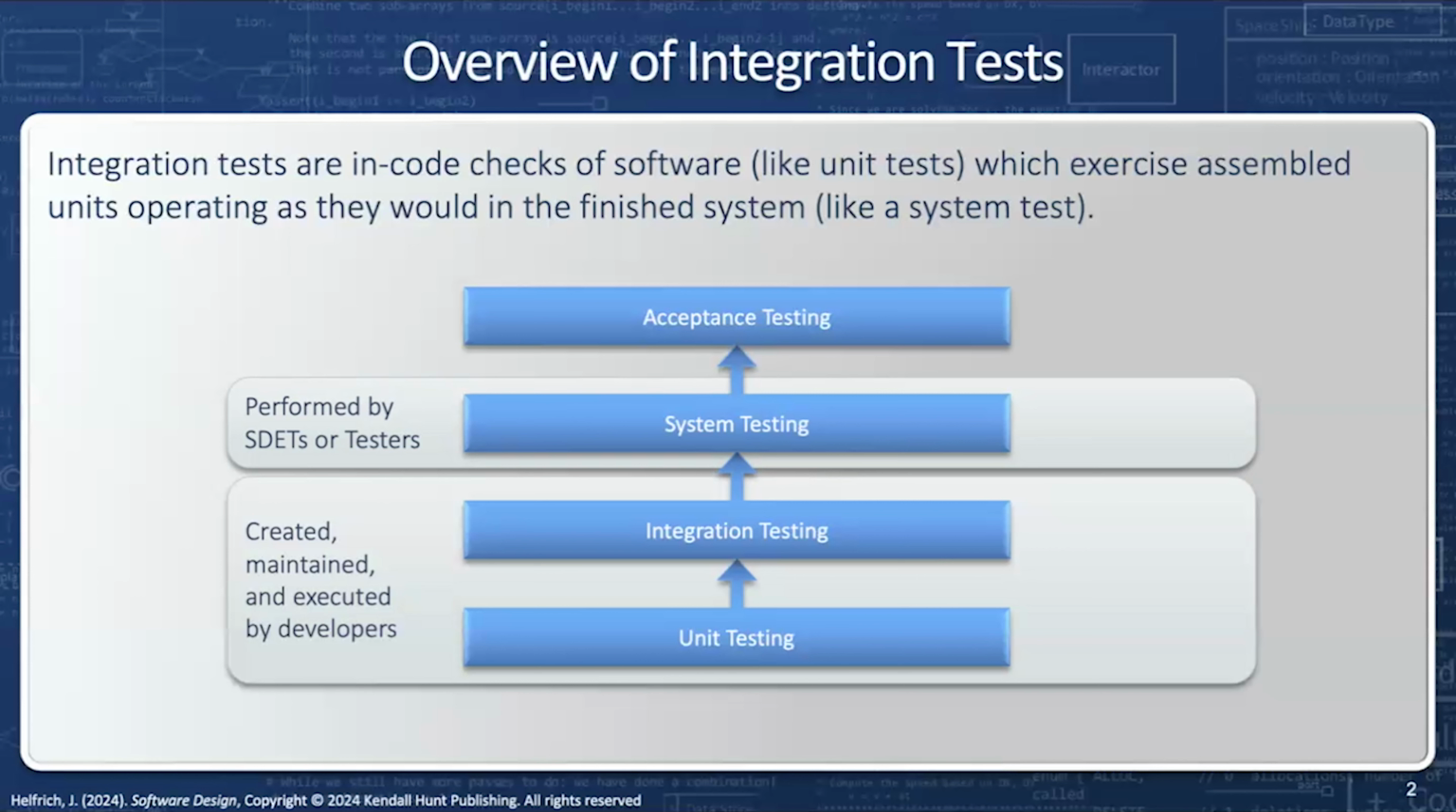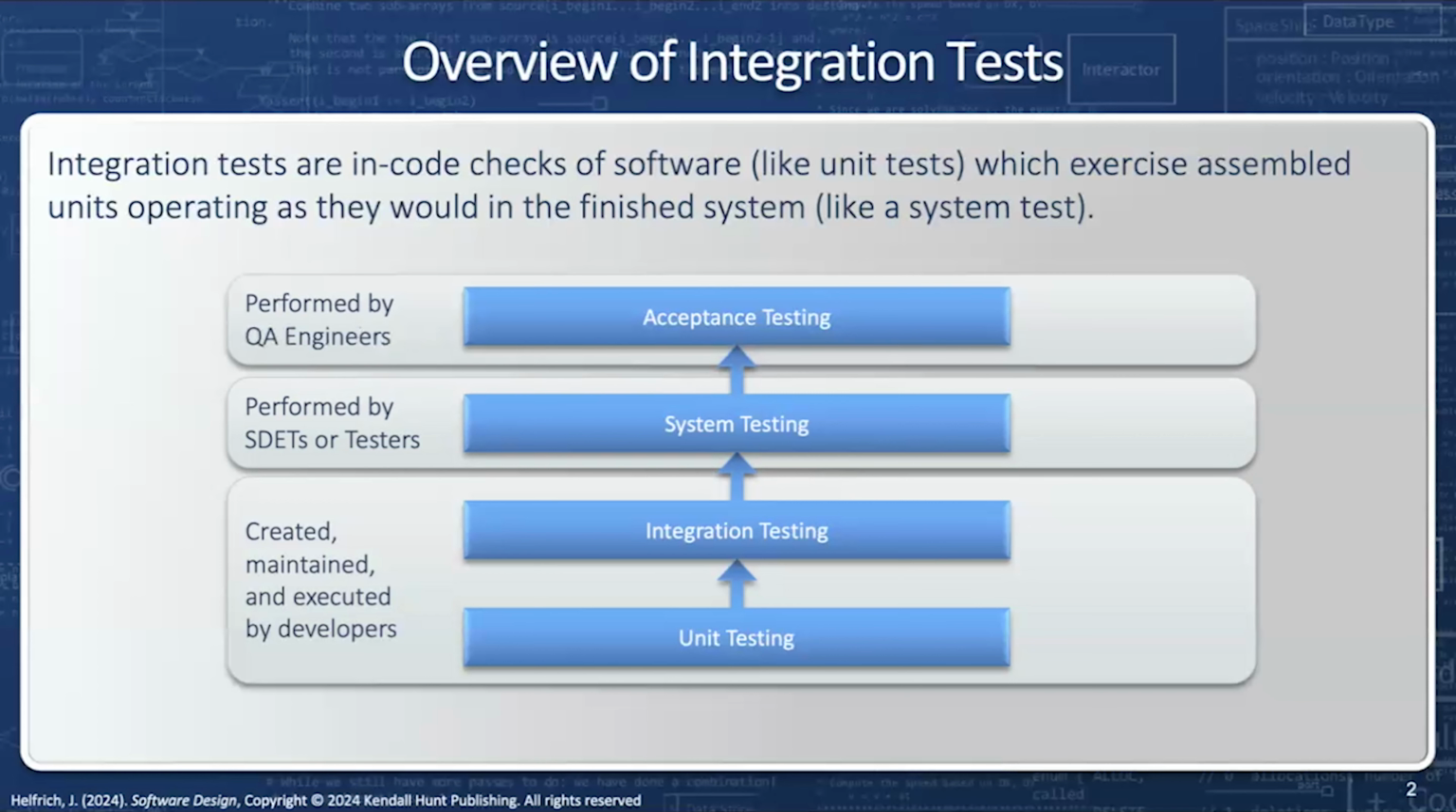Now, the point of system testing, integration testing, and unit testing is to find bugs. The point of acceptance testing is not. They're performed by quality assurance engineers, and they have one question and one question only. Is the product fit for use? If the answer is yes, we can ship it to the customers. If the answer is no, then we have to go back and work on it some more.